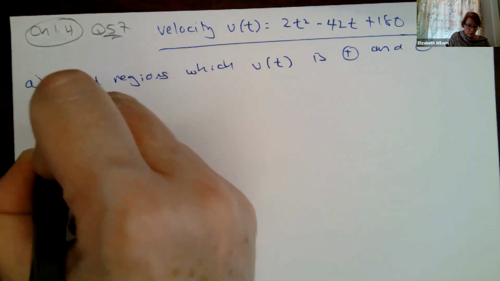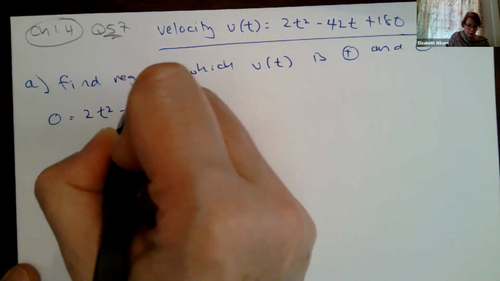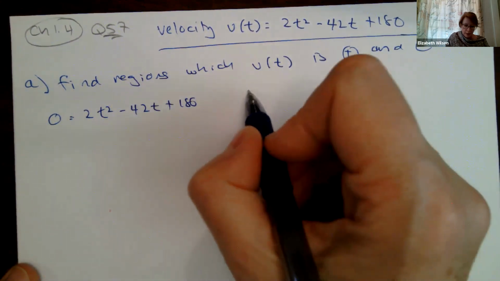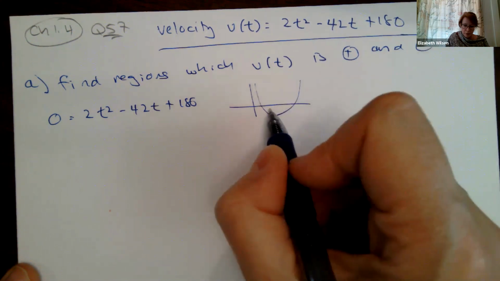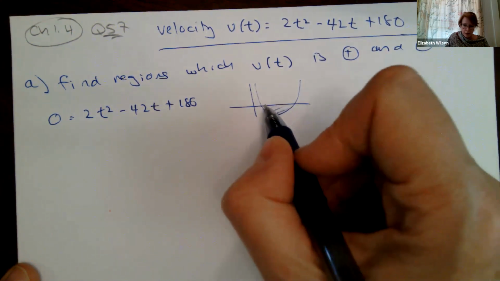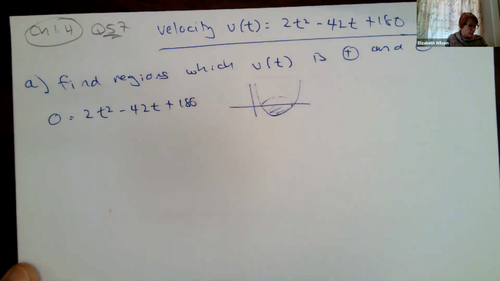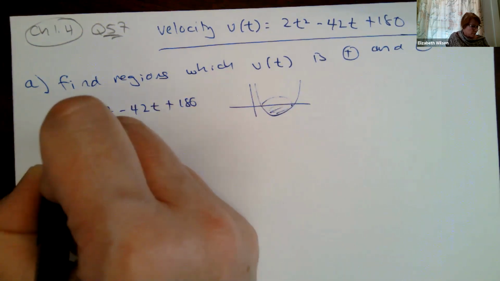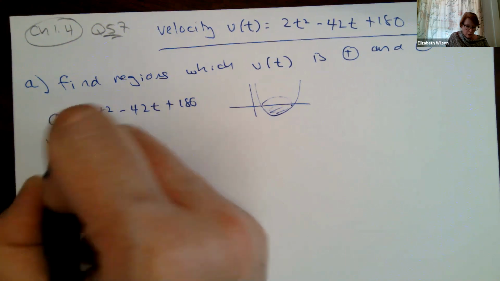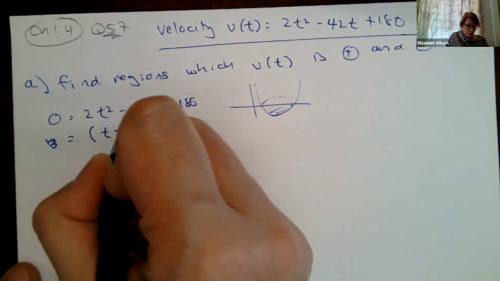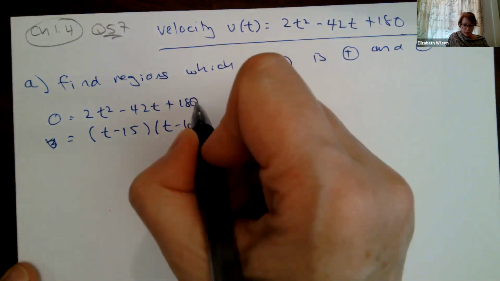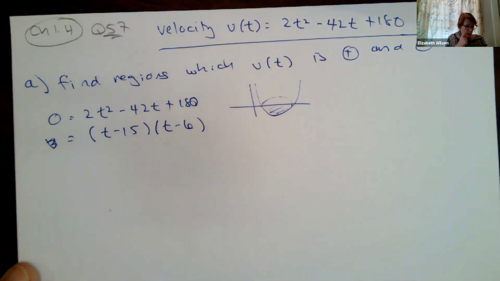Okay, so I'm going to go 0 equals 2t squared minus 42t plus 180. So it's a parabola, right? I have to find these regions here where it's negative and then make it positive so I can just then add up all that stuff. So I start checking around. This is equal to t minus 15, and I'm going a little bit fast because I don't want to run out of time, t minus 15 and t minus 6. So that gives me some boundaries.